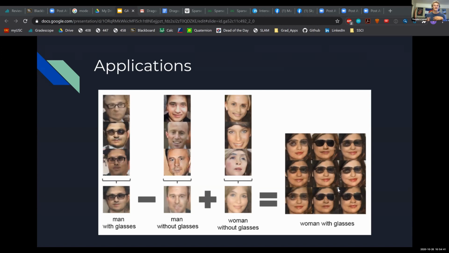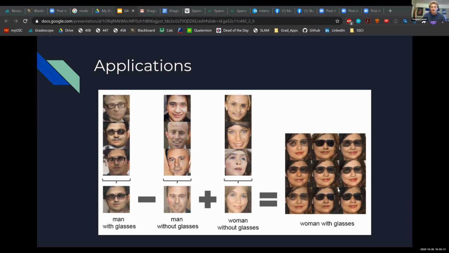Next, we're going to look at this application, and I'm going to explain how it's created. So what you have here is a man with glasses on the left, and then you're going to do some sort of addition and subtraction. First you're going to subtract a man without glasses, and then you're going to add in a woman without glasses, and what you're going to get is a woman with glasses. So what you're doing here is man minus man plus woman, and glasses minus glasses.